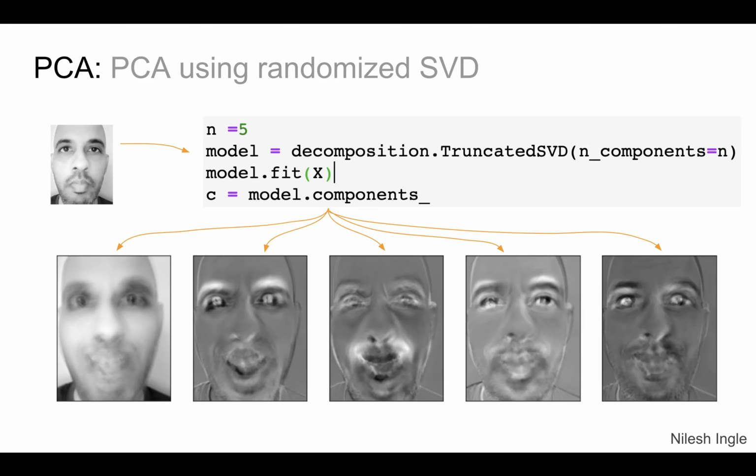Here is an example on the faces. This was a data set where I had 10 different images with different facial expressions, and using randomized SVD, we can see that these are the 5 components that the method was able to find. And we can see the features such as eyes, nose, the mouth, etc. in these representations.